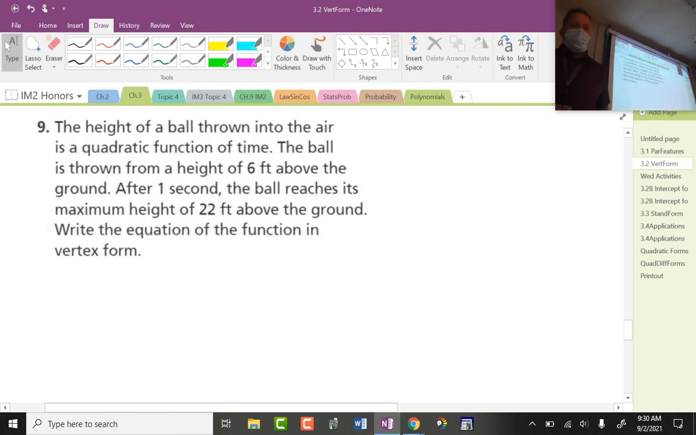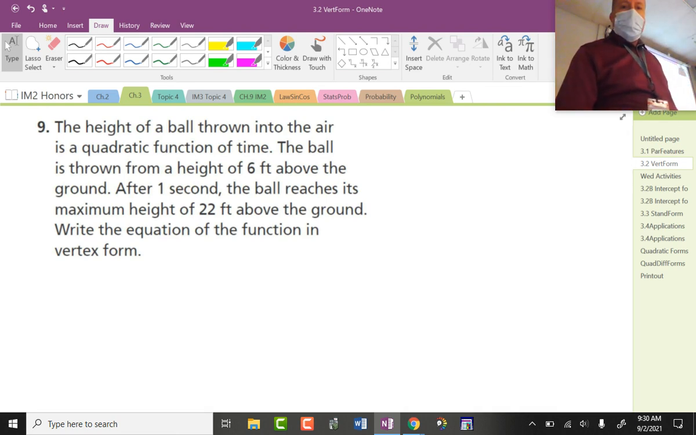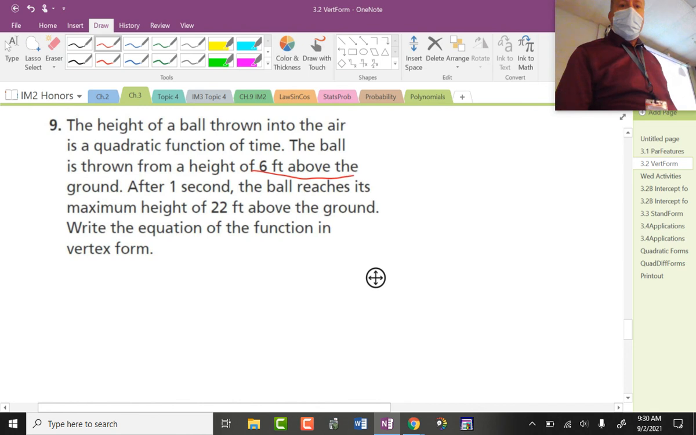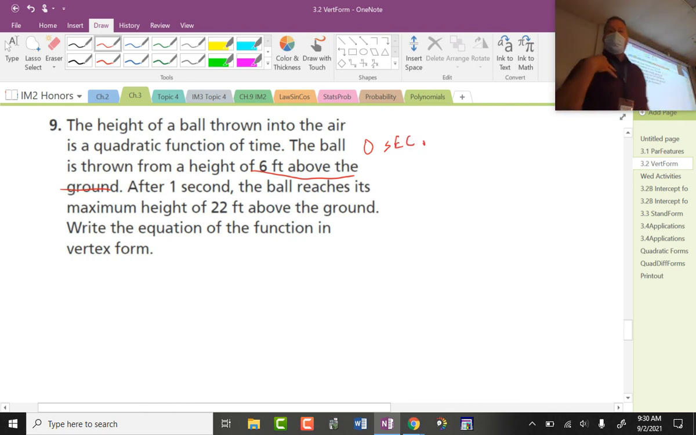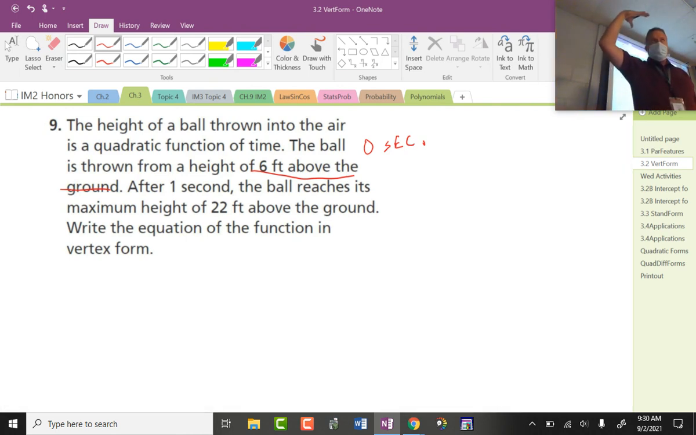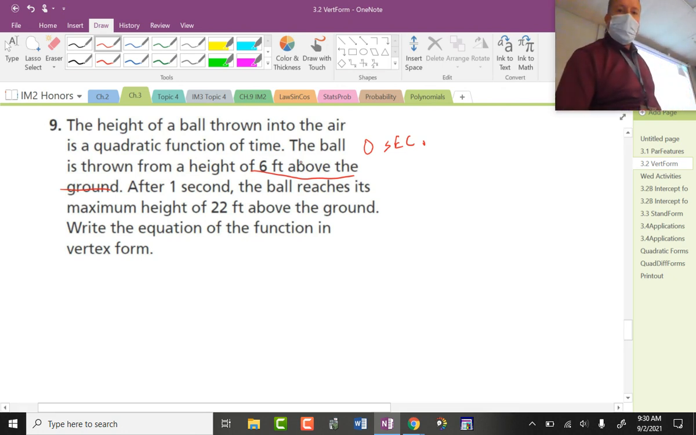Okay, the height of a ball thrown into the air is a quadratic function of time. The ball is thrown at a height of 6 feet above the ground. Okay, so what you have to understand is that at 0 seconds, we are 6 feet above the ground. Hey, that could be me. I'm a little taller than 6 feet. I'm 6'3". But as I'm throwing the ball, I might release it right here, which might be right at about 6 feet. So it's implied that at 0 seconds, you start at 6 feet. After 1 second, the ball reaches the maximum height.